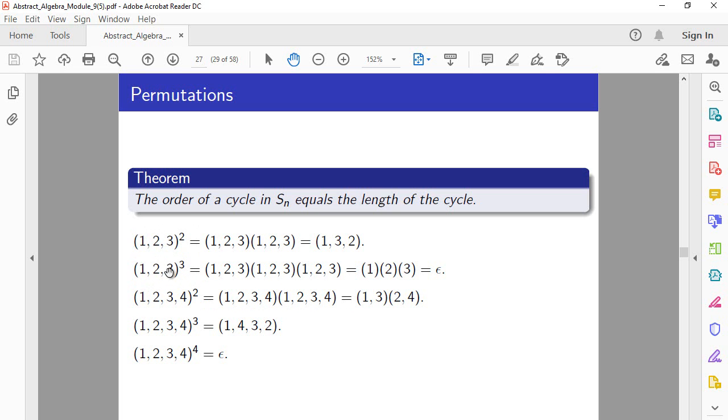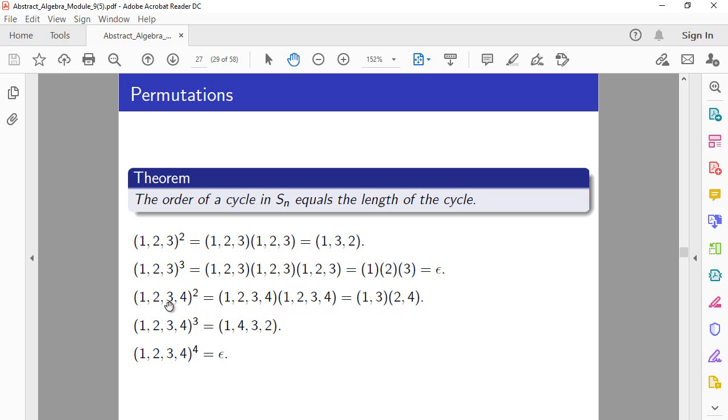And if I take (1 2 3) to the power 3, that's multiplying (1 2 3) three times, which would be the same as multiplying this with (1 2 3). You can check that if you do that, you get that 1 goes to 1, 2 goes to 2, and 3 goes to 3. So you get the identity permutation. So the order of (1 2 3) is equal to 3.